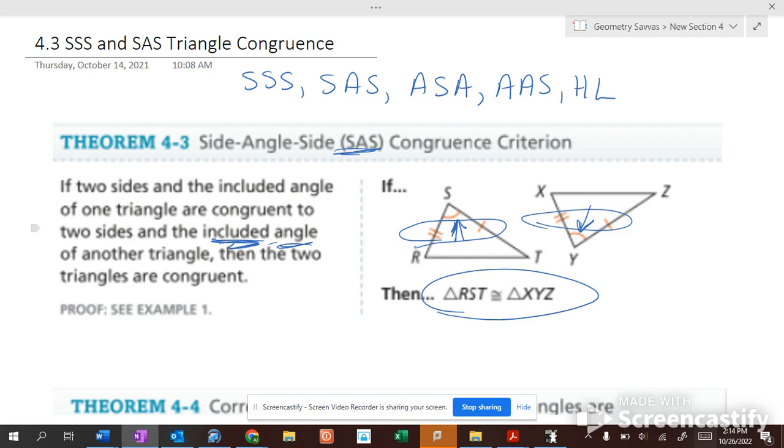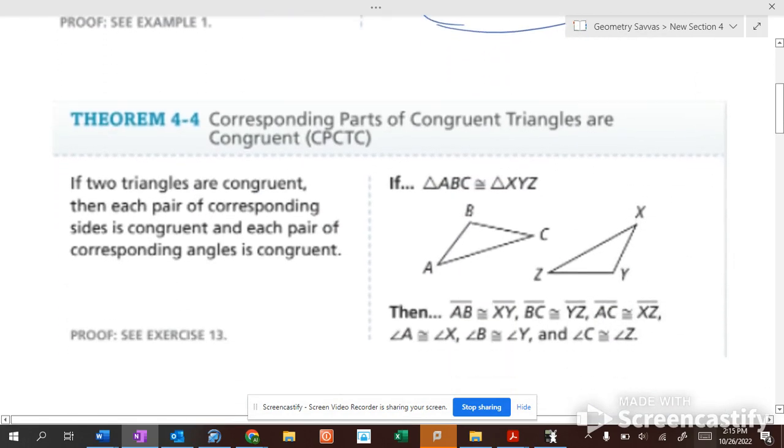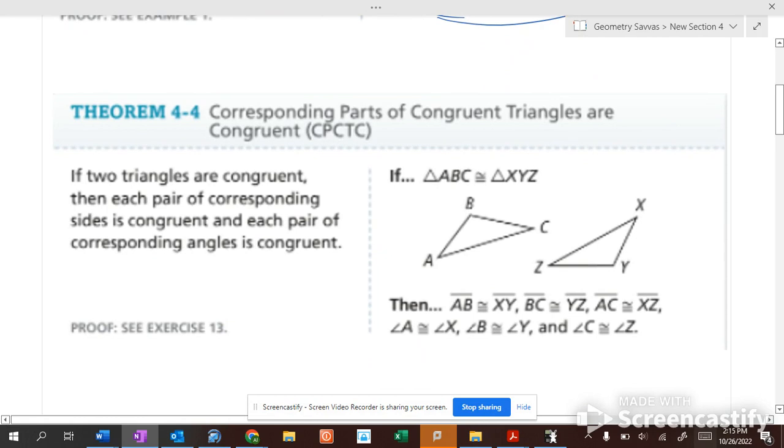And the order of the letters is important. So if you say RST, you go across the side with 2 marks to the angle that you know, and across the side that's 1. Okay? So if you go RST, you have to go XYZ. Once you know two triangles are congruent, then we can say everything of each triangle is congruent.